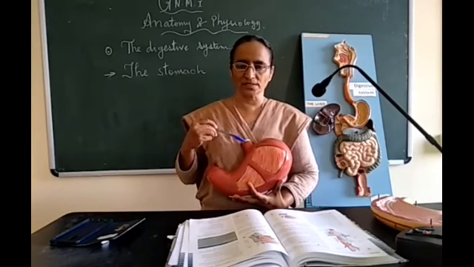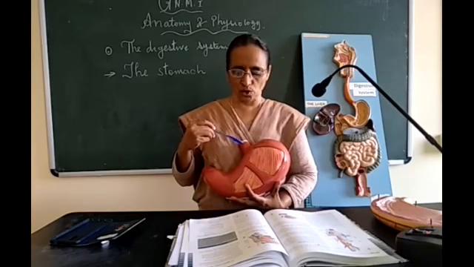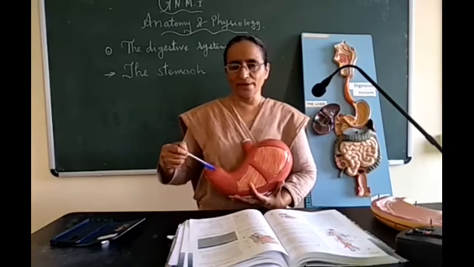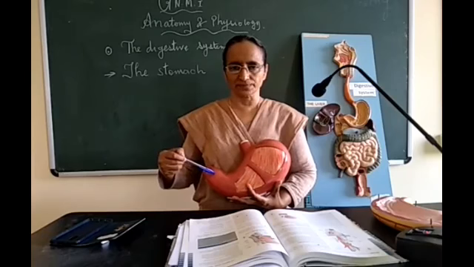When the esophagus joins the stomach, it makes the esophageal sphincter or esophageal orifice. The end part of the stomach joins with the small intestine, known as the duodenum. It makes a pyloric sphincter.